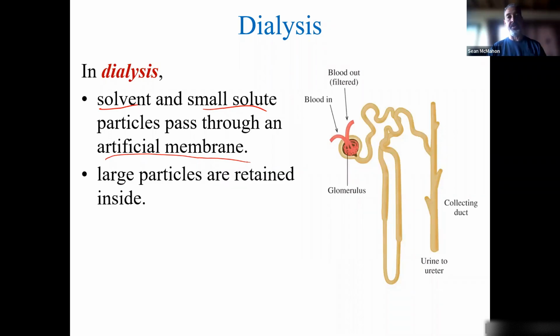Large particles, though, like proteins and things like that, red blood cells, aren't going to go through into the nephron. And that's good because eventually you see with the nephron, the urine collects and then it goes into the ureter. And we don't want to excrete large particles like red blood cells or proteins, right? Okay.